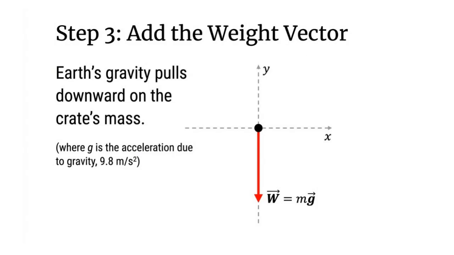Now, we add the weight vector to represent the force that gravity exerts on the crate. This force acts downward because Earth's gravity pulls the crate's mass toward the ground. The weight vector points straight down along the y-axis. It's calculated by multiplying the mass of the crate by the acceleration due to gravity, which is 9.8 meters per second squared. This step is important because it shows how gravity affects the crate in our analysis.